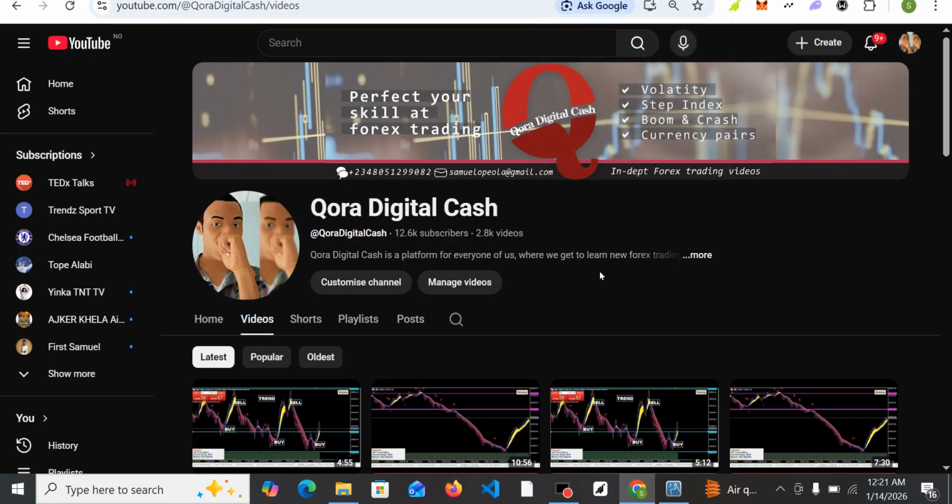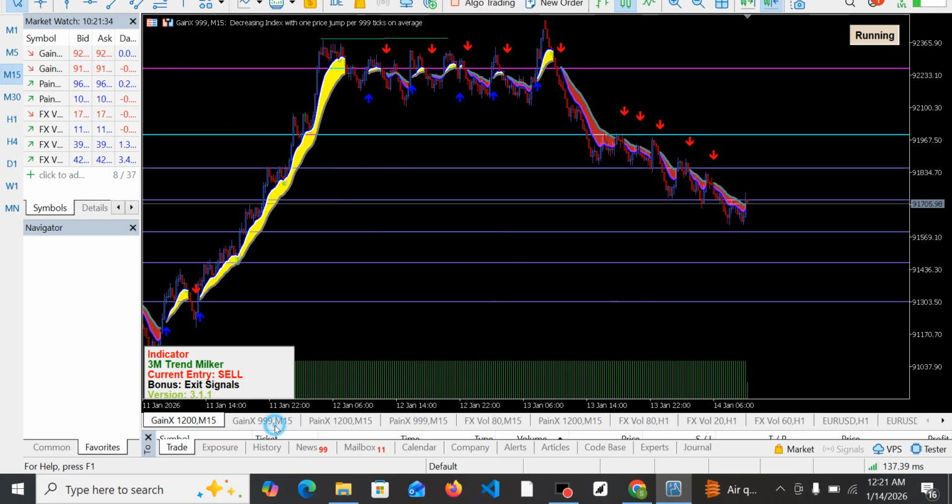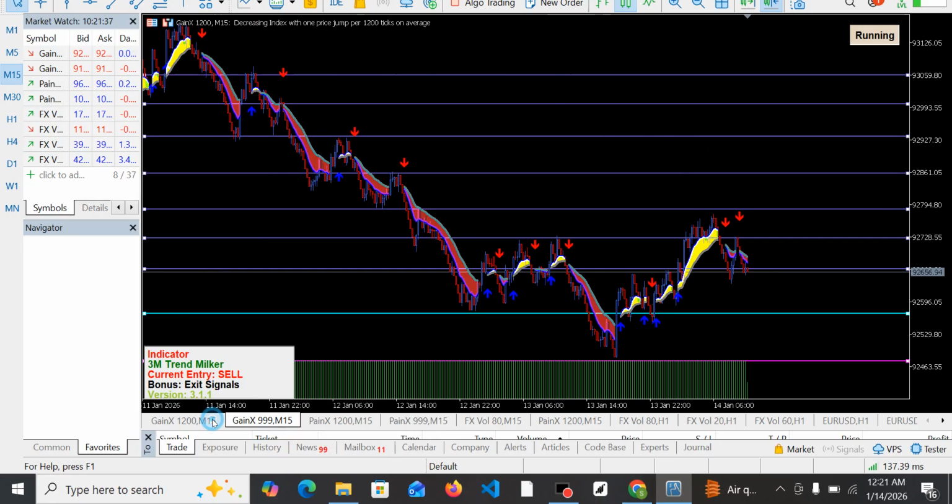Okay, so quickly let's go straight into what we have right here. Like I said, we'll be checking out these two assets, GainX 1200 and of course GainX 999. So we're going to see how far we have gone with it.